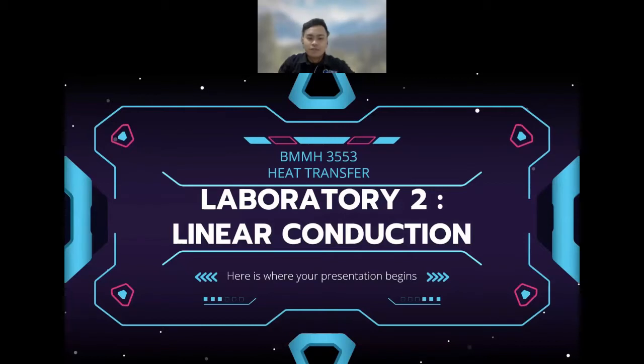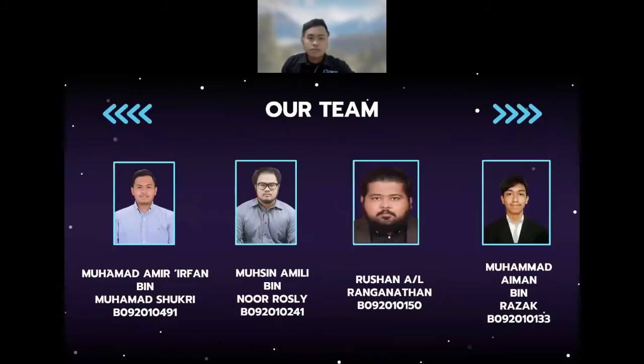Today, for heat transfer, we are going to look at Lab 1, linear conduction. Before going any further, let me introduce my group members. Our team consists of 4 people: me, Muhammad IRFAN bin Muhammad SHUKRI, MUHSIN AMILI bin NOOR, RUSHAN anak lelaki Ranganathan, and Muhammad AIMAN bin RAZAK. So today, we are going to explain in depth each part of the lab.